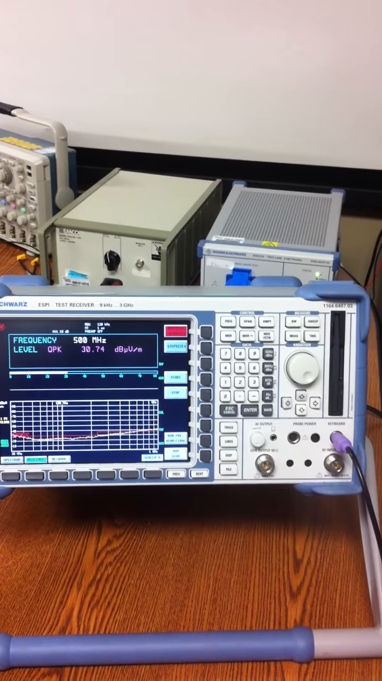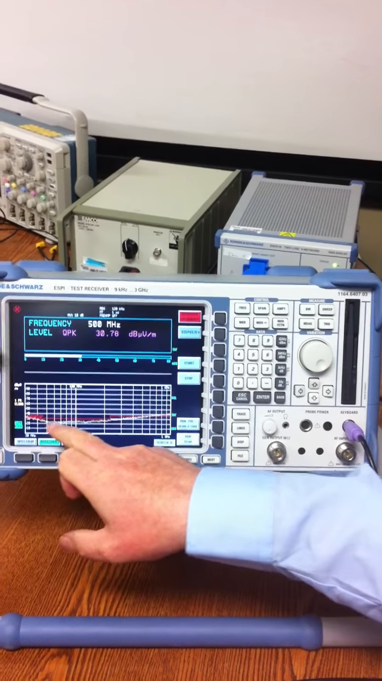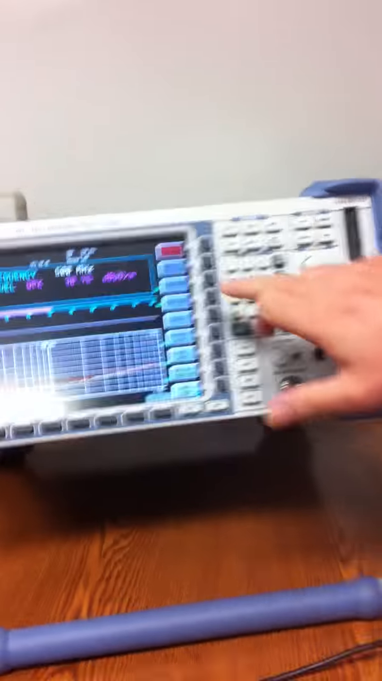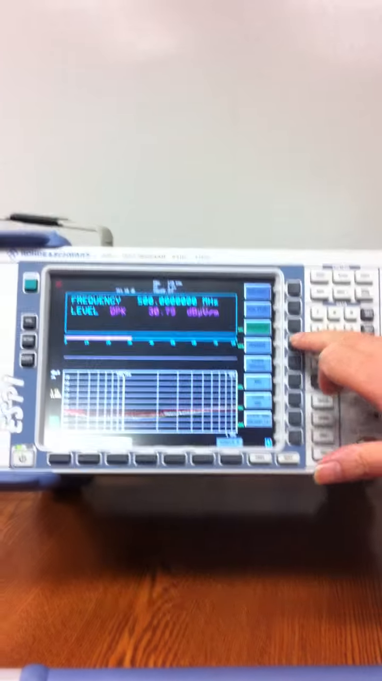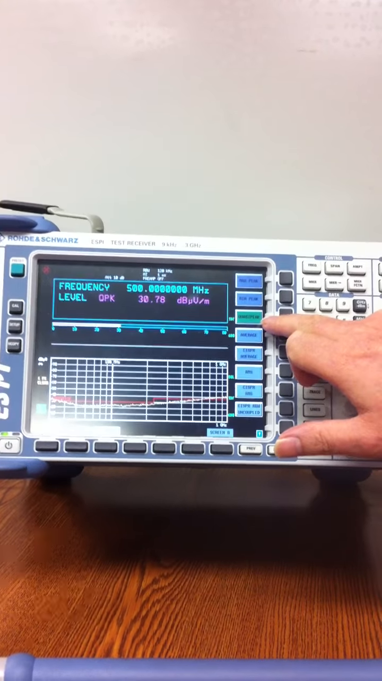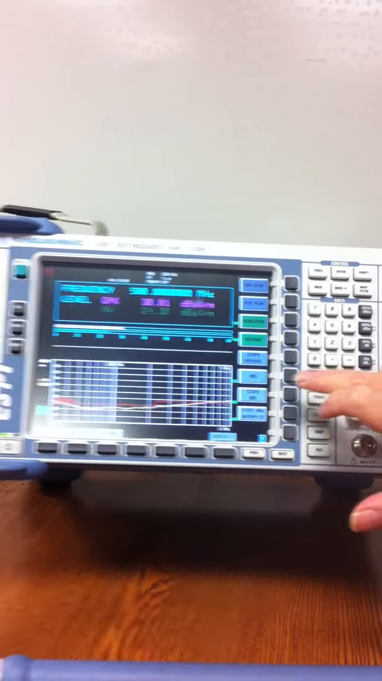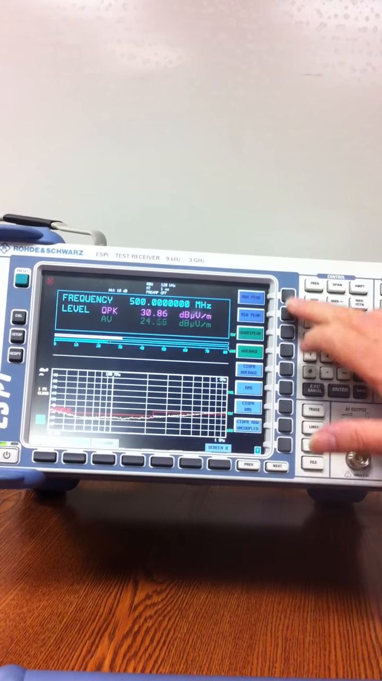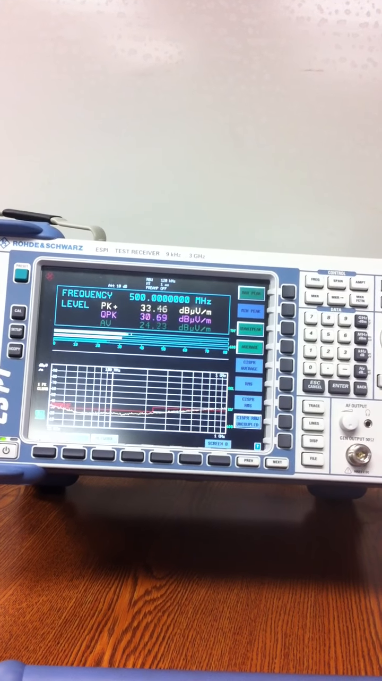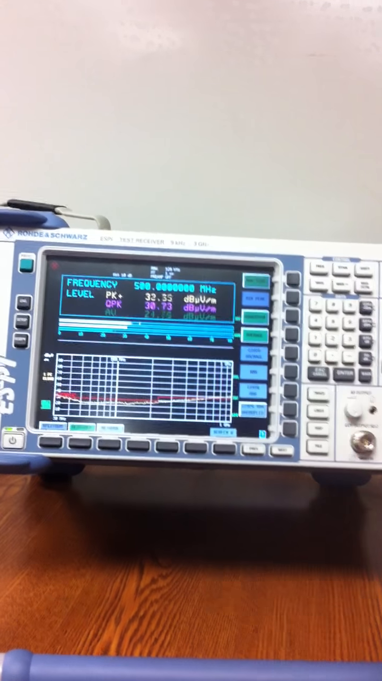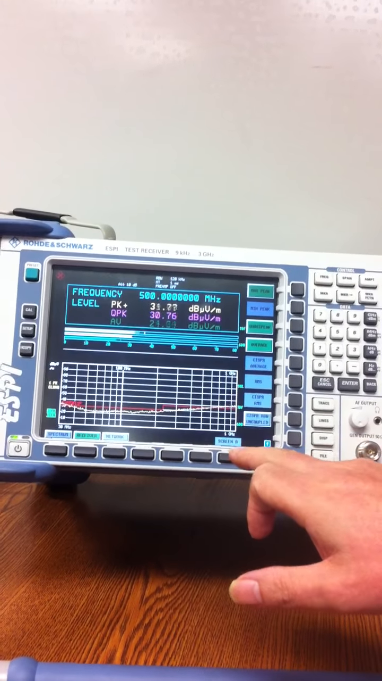The second choice is... How can you display all three? Okay, you go to receiver mode, you go to detector, and quasi-peak is highlighted. You can also highlight average, and you can highlight whatever you want, maximum peak. Once you do that, it will remain there. Okay, let's go back to the curve.